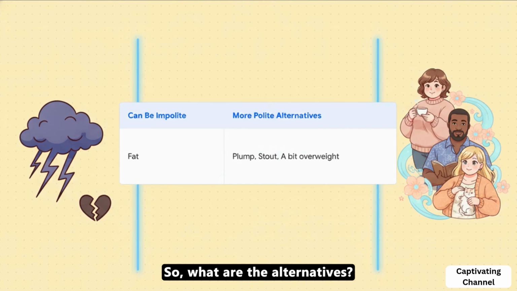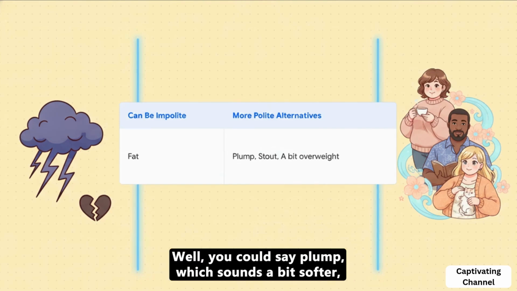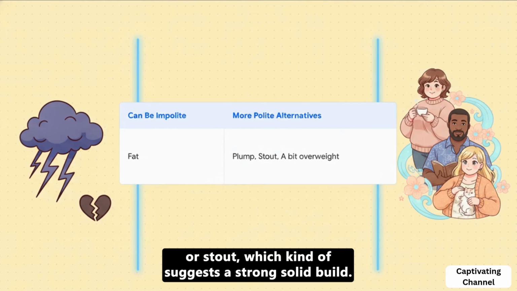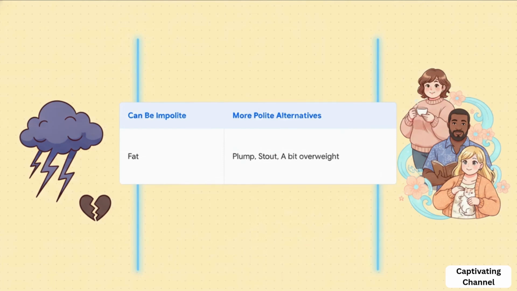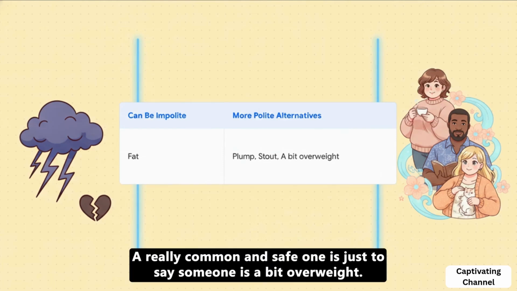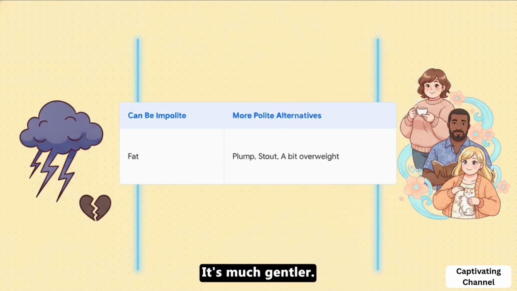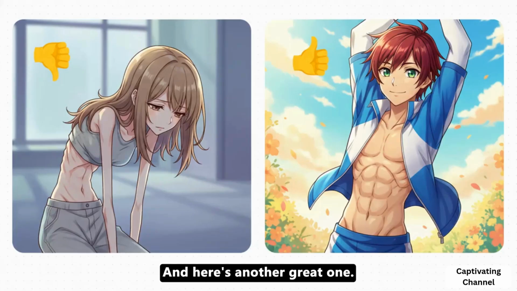So, what are the alternatives? Well, you could say plump, which sounds a bit softer, or stout, which kind of suggests a strong, solid build. A really common and safe one is just to say someone is a bit overweight. It's much gentler. And here's another great one, skinny and slim.